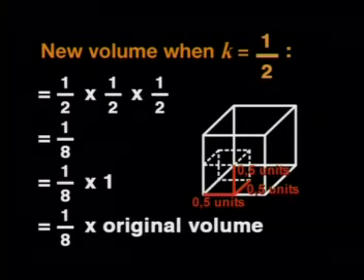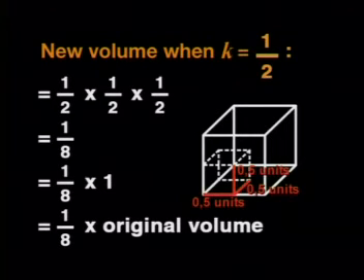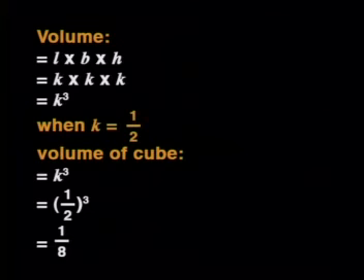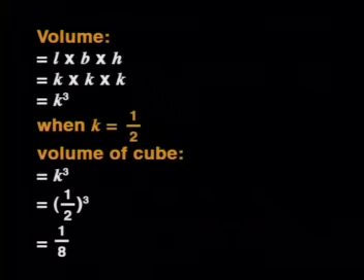This is a useful finding. Did you realize that a half cubed is an eighth? So the pattern that we found earlier, the cubing pattern, also seems to apply when the dimensions are decreased or multiplied by a factor of a half. When k equals a half, k cubed equals a half cubed, which equals an eighth.